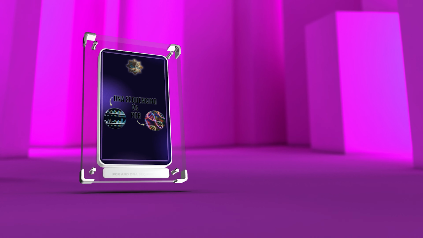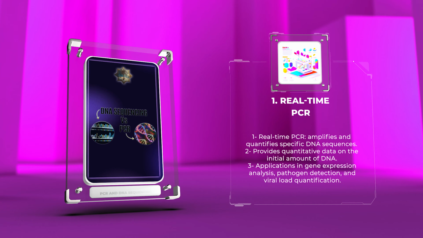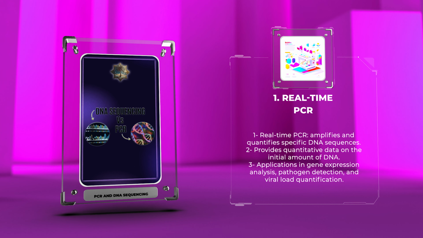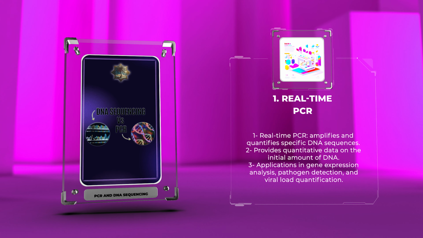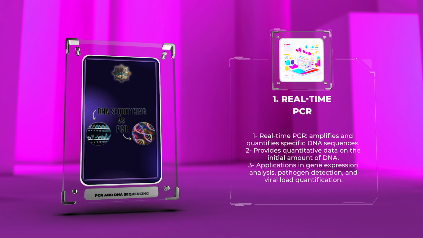and manipulation. Real-time PCR, or qPCR, is a technique that amplifies and quantifies specific DNA sequences in real time. It uses fluorescent dyes or probes to monitor the amplification process and provides quantitative data on the initial amount of DNA. This powerful tool has applications in gene expression analysis, pathogen detection, and viral load quantification.